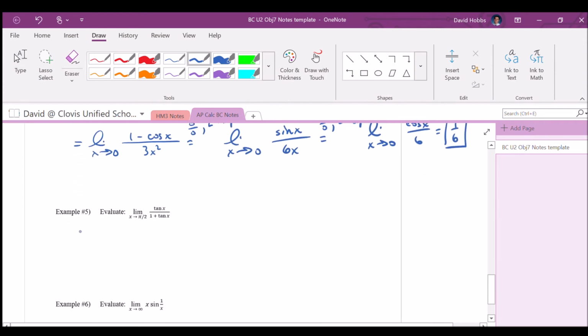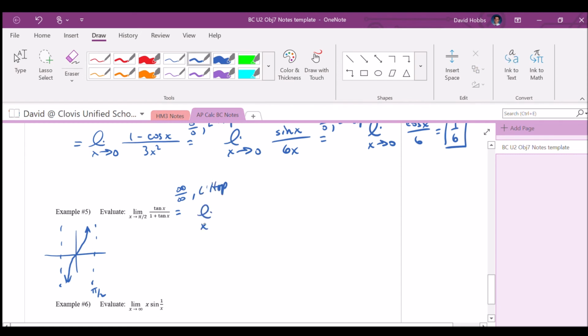Okay, limit as x approaches pi over 2. Tangent of pi over 2. Well, we normally just think of it as undefined, but graphically, what's going on with tangent as it goes to pi over 2? Isn't it going to infinity? So let's check the denominator as well. 1 plus infinity. Well, 1 plus infinity is also infinity. Okay, and so, oh, look, that's another infinity over infinity we can apply L'Hopital's.